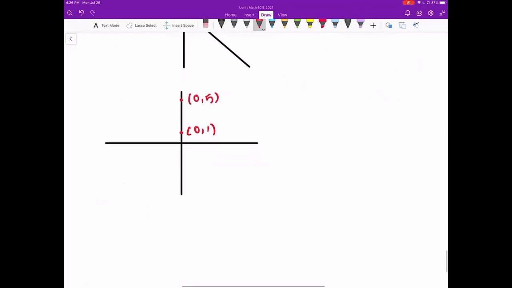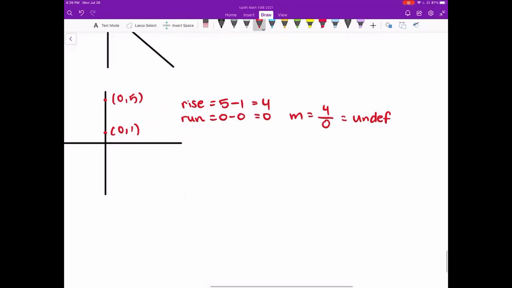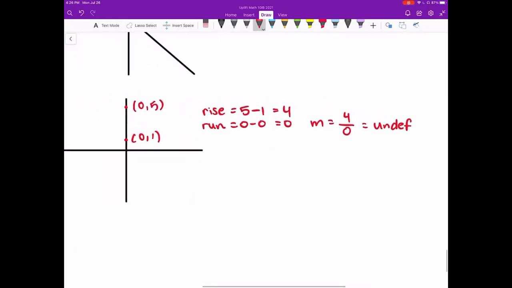Yeah, what we can see is that we have the rise, which makes sense. It's 5 subtract 1. And then we have the run, which is 0 subtract 0. But then we realize that we can't divide by 0, so we can't find the slope of it. So it's undefined. Or you could just write infinity. Yeah, that also works, but I think teachers will prefer undefined.